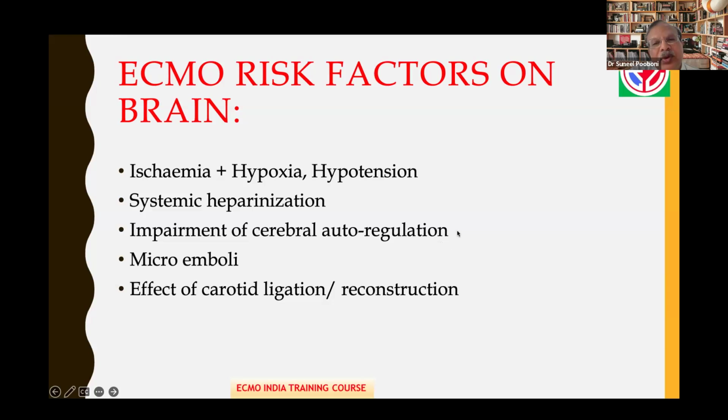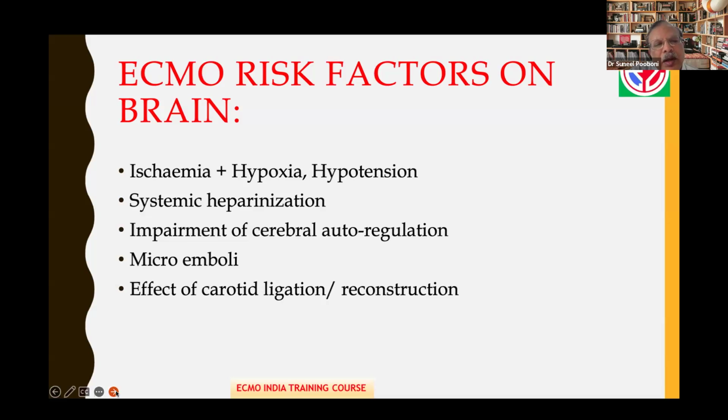Impairment of cerebral autoregulation could be a factor. This is a matter of research at this point of time. It hasn't come into clinical application yet, but certain colleagues are working on finding out the importance of cerebral autoregulation during the process of ECMO. Obviously, there will be microemboli. No ECMO will happen without any microemboli. And if there is a pre-existing ventricular septal defect or patent ductus arteriosus, it is likely that they can pass towards the brain. The effect of carotid ligation and reconstruction may have some impact as well.